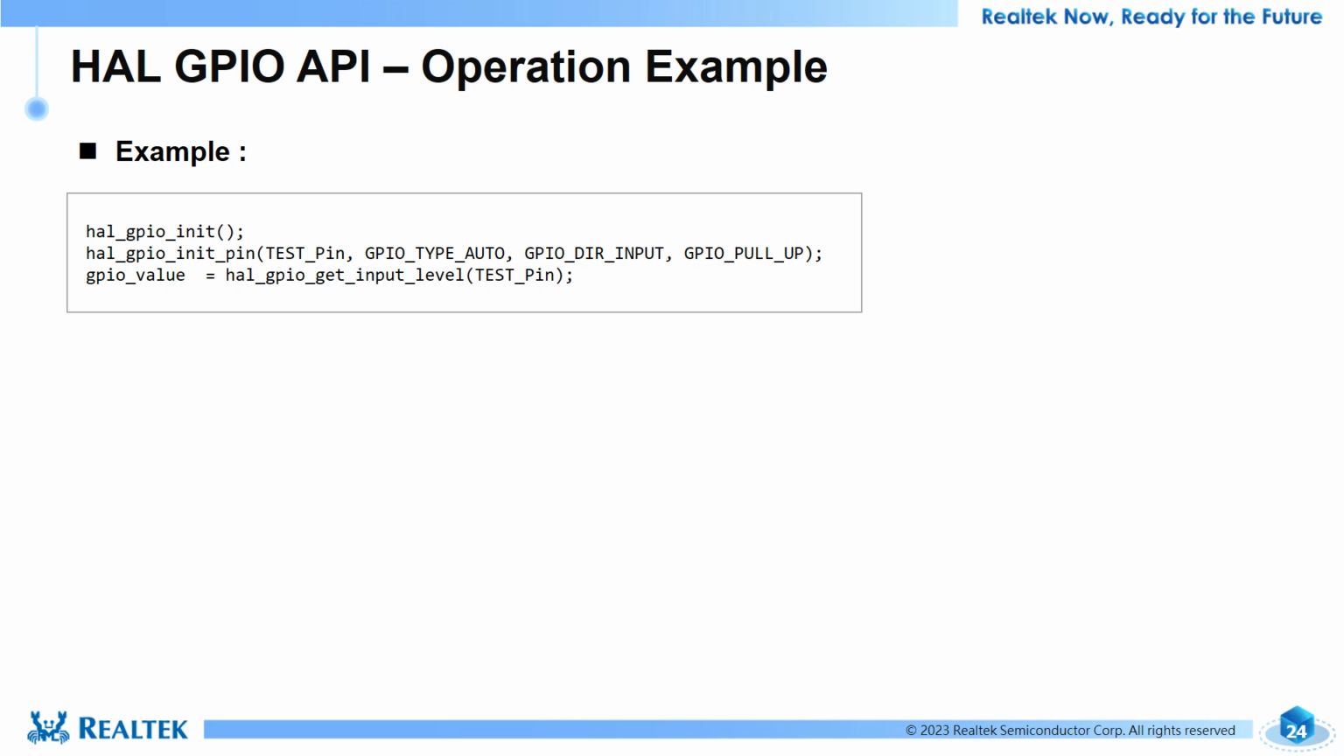Below is an example of GPIO in input mode. First, call HAL GPIO init to enable GPIO clock. Call HAL GPIO init pin to initialize a pin to GPIO input mode. Then call HAL GPIO get input level to get the pin input level.